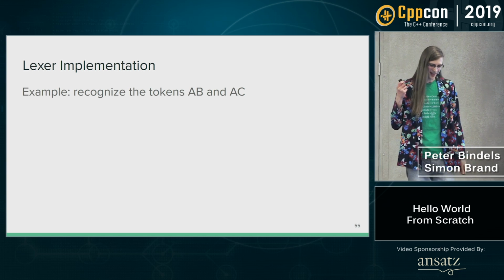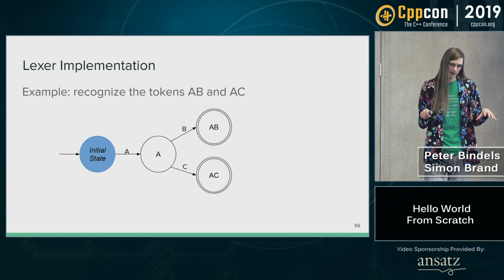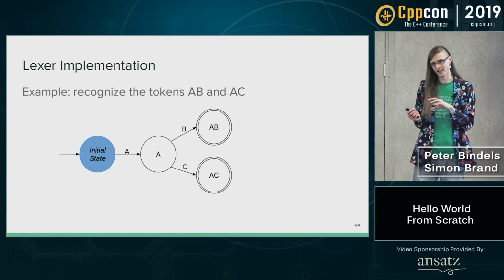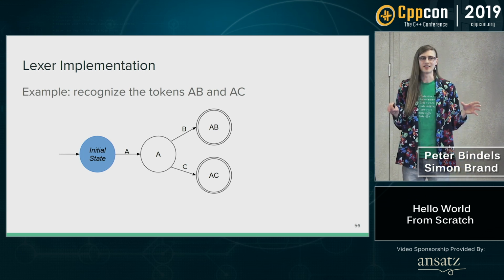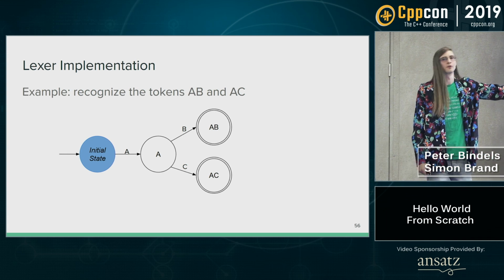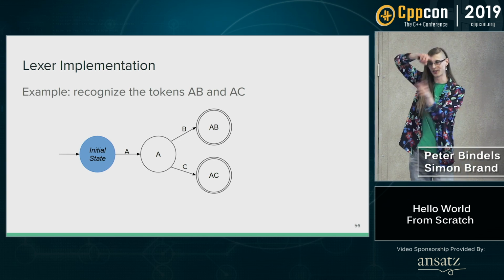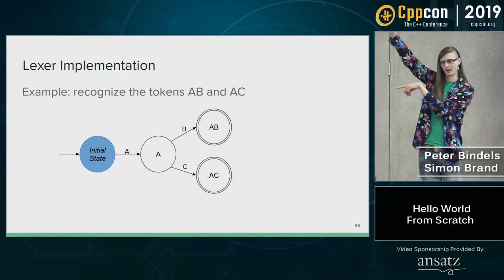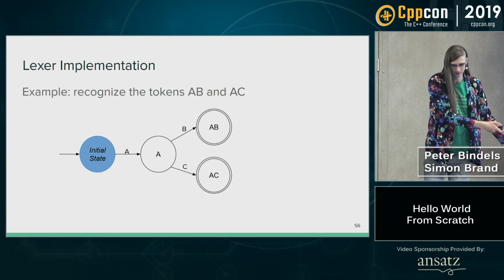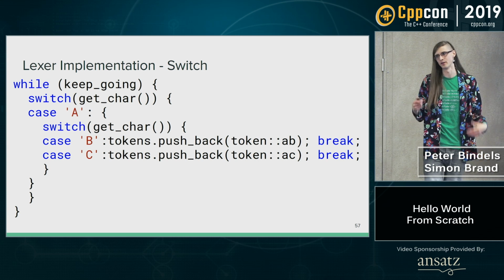So if we want to actually implement a Lexer, say we want to recognize the tokens AB and AC. You can look at this as a finite state automaton, where we have some initial state, and if we read an A, we go into the A state, and if we read a B or a C, then we go into one of the two other ones. And of course, if you read something else, you go into some error state.